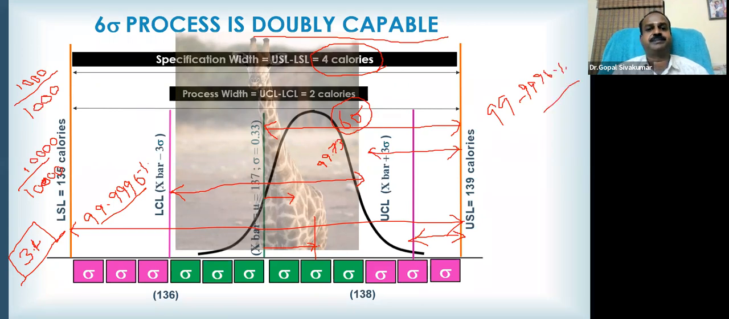99.996% yield. Right? So this area is beyond the control limit. Though it is beyond the control limit, only a small portion will the customer find as a problem, not everything. Because though the portion is beyond the control limit, still the majority of it is inside the specification limit. That's how you achieve this magic number of 3.4 DPMO, right?